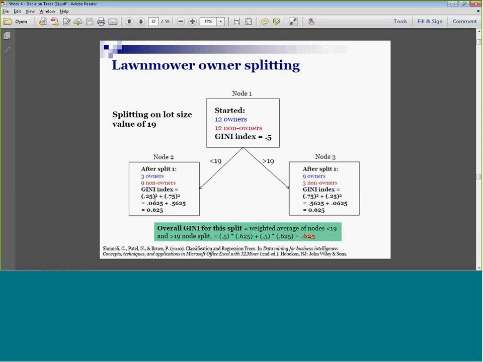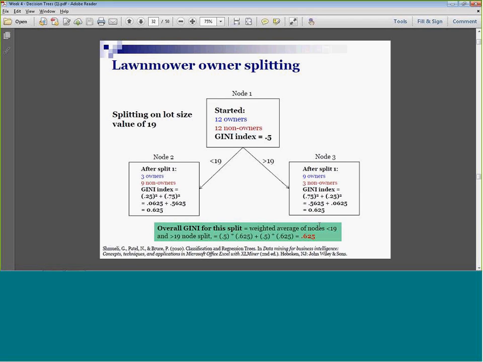So after we split, here are the calculations. We can go through those again. Remember, it's the proportion. We have 12, and we have 3/12, or 1/4 owners, and 3/4 non-owners. So we square those and add them together, right? Over here, we have 9 owners, 3 non-owners: 9/12, 0.75 squared, 0.25 squared, add those together. Then we add these two together, weighted by how many are in each. There's 12 in each, so it's going to be 0.625 times 0.5 plus 0.625 times 0.5, which is 0.625.